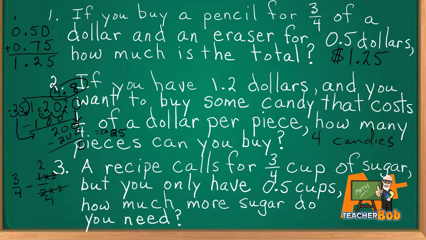So we can rewrite this. 3/4 subtract 2/4 is equal to 1/4. 3 subtract 2 is equal to 1. The 4's on the bottom stay the same. So how much more sugar do we need? We need 1/4 cup more.